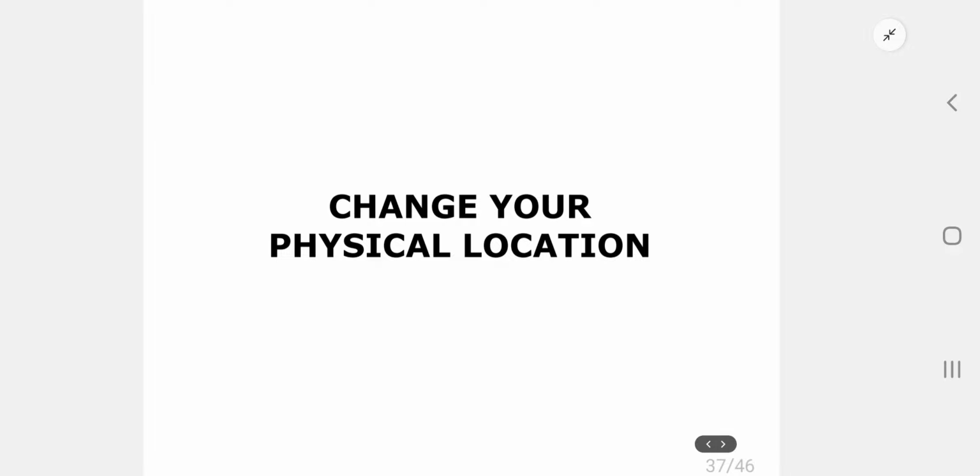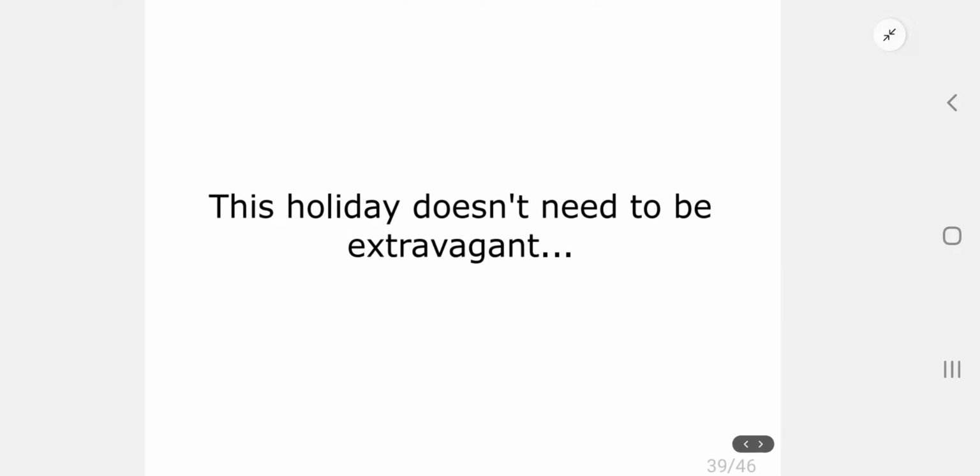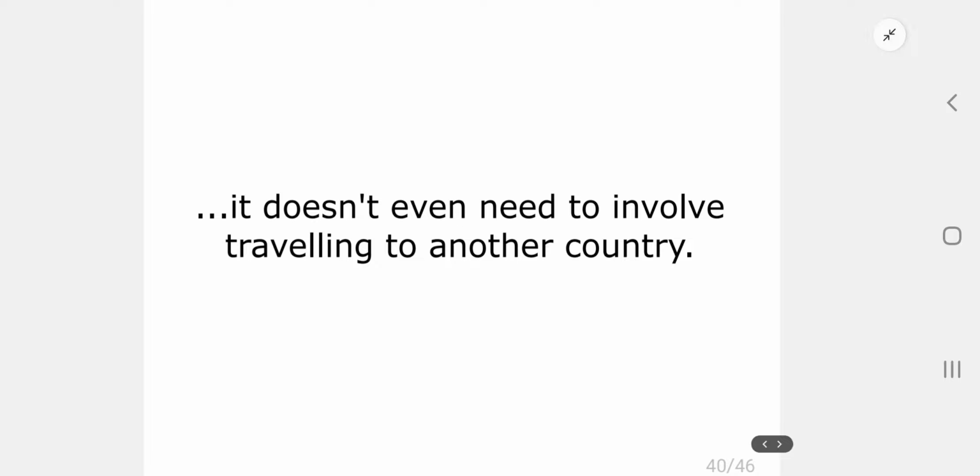Change your physical location. Consider going on holiday for a short period of time. This holiday doesn't need to be extravagant. It doesn't even need to involve traveling to another country.